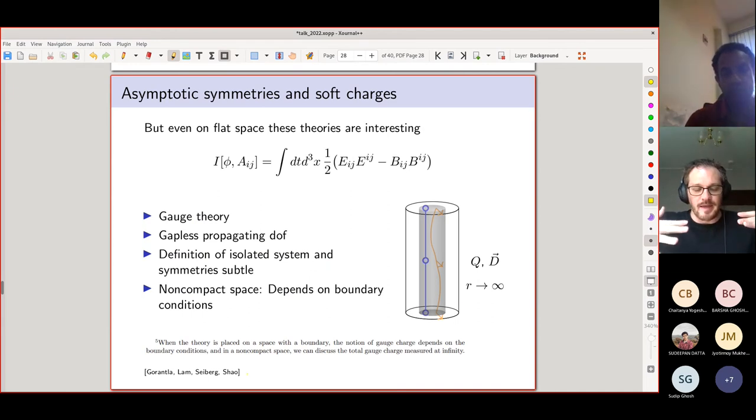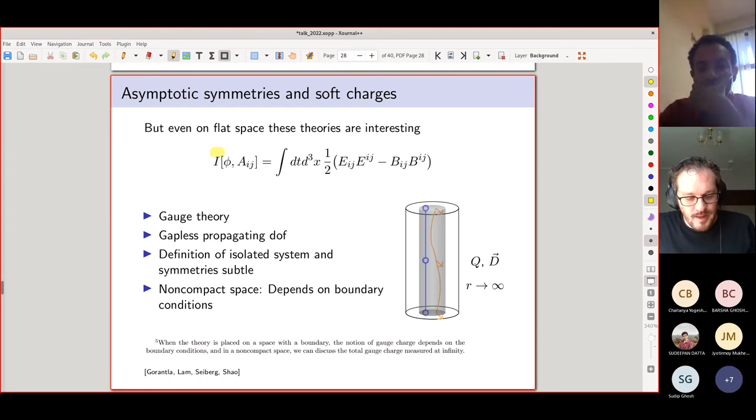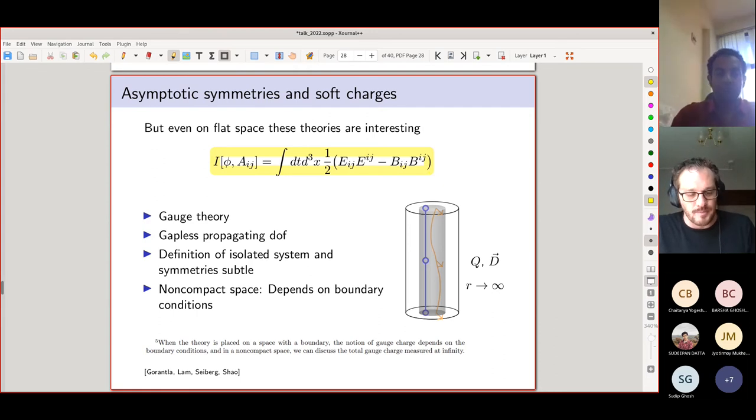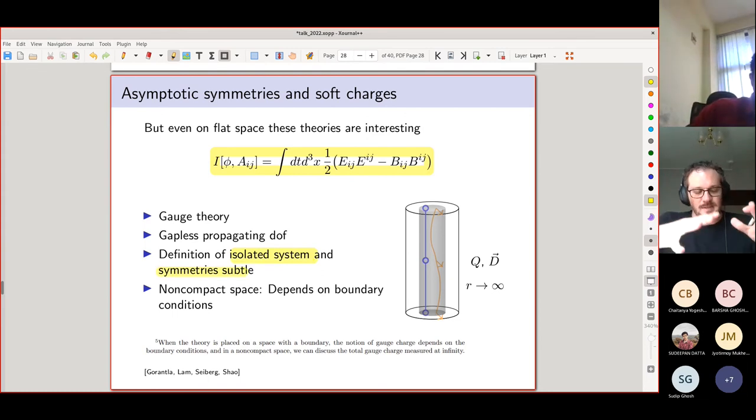So having this gauge theory, even on flat space, is interesting to some extent, because let me give you some features, and then you might already anticipate what we are going to do. It's a gauge theory, and it also has gapless propagating degrees of freedom, which is exactly like, to some extent, electrodynamics and general relativity. And as we know from general relativity and electrodynamics, for these gauge theories with gapless propagating degrees of freedom, the definition of isolated systems and their symmetries is subtle. In particular, on a non-compact space, it depends on boundary conditions, and it leads to surface charges at infinity.